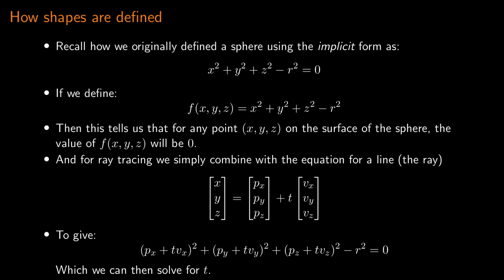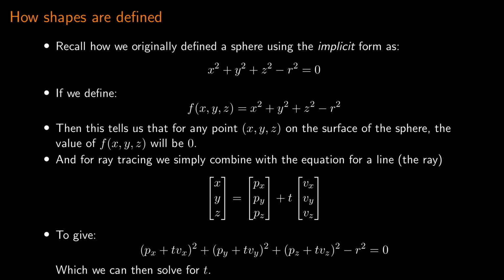So just quickly before we get into that, I want to recap a little bit about how shapes are defined in traditional ray tracing. We've covered this before, so this is really just a bit of a recap. And we can recall how we originally defined a sphere using the implicit form, which is given by x squared plus y squared plus z squared minus r squared is equal to 0. And we can define that as a function of x, y, and z. F(x, y, z) is simply equal to x squared plus y squared plus z squared minus r squared. This then tells us that for any point x, y, z on the surface of the sphere, the value of f(x, y, z) is going to be 0.